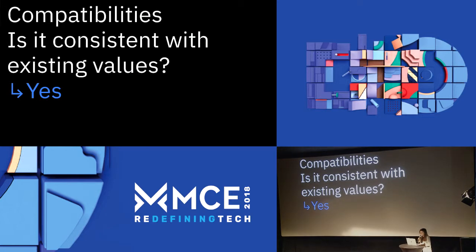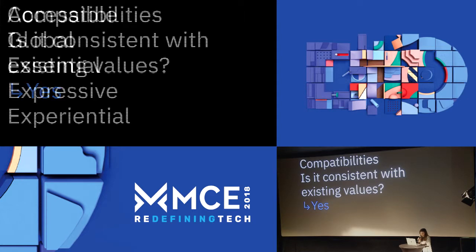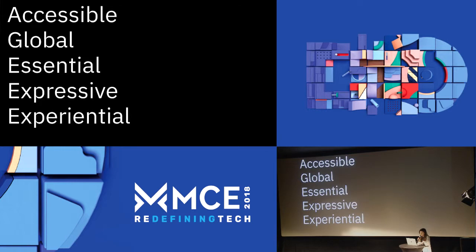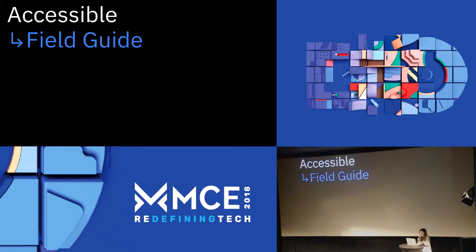The next adoption question that we asked ourselves was, is this design language system that we created consistent with the existing values of our product design culture and of IBM as a whole? So IBM really prides itself on being accessible, global, really essential to people, expressive in its character, and experiential in the way that you engage with it. And one reason why people really preferred the design language was because we baked accessibility requirements into our guidelines, our color palette, and our code libraries.